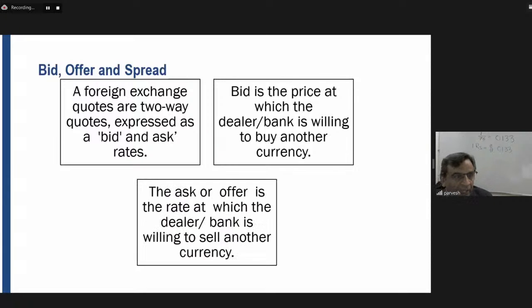Then the ask or the offer is a rate at which the dealer or bank is willing to sell another currency. So suppose you have to make a payment to your importer. You will go and look at the ask rate, or the rate at which the dealer would sell the money to you. Suppose you are an importer and you need dollars, so you will always look at the offer rate or the ask rate. If you want to buy the currency, then you will look at the ask rate. Okay, fine. So we'll explain that more in detail.